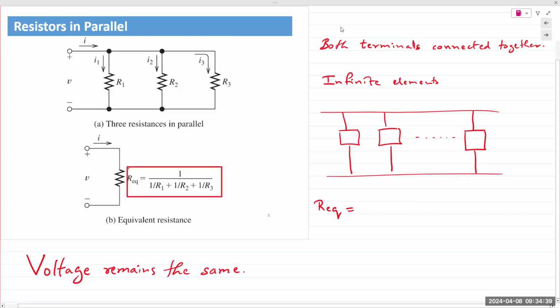Req is equal to 1 over R1 plus 1 over R2 plus 1 over R3. It's the reciprocal of the sum of all the reciprocals of the resistances in that connection.